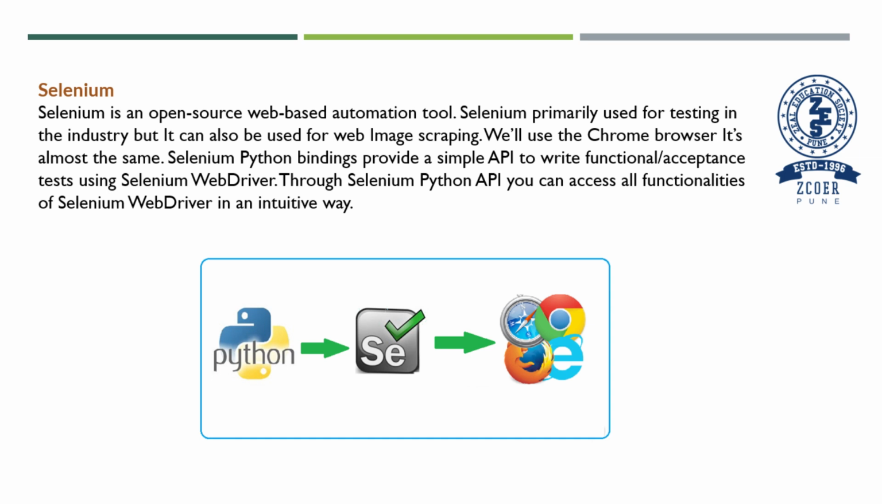Selenium. Selenium is an open source web-based automation tool. Selenium is primarily used for testing in the industry, but it can also be used for web image scraping. We will use the Chrome browser, it's almost the same. Selenium Python bindings provide a simple API to write functional or acceptance tests using Selenium WebDriver. Through Selenium Python API, you can access all functionalities of Selenium WebDriver in an intuitive way.